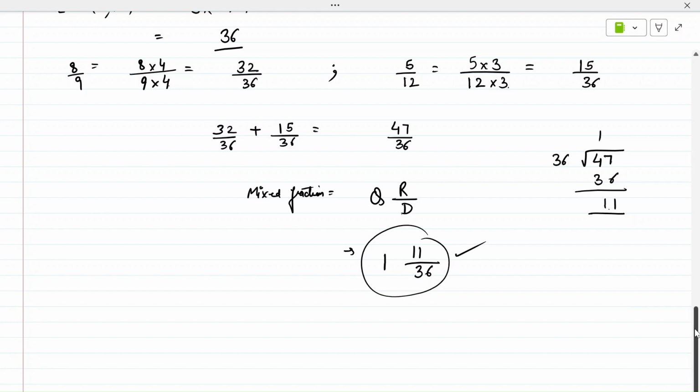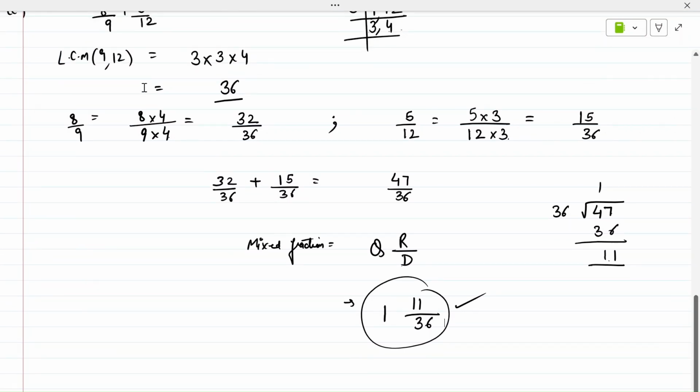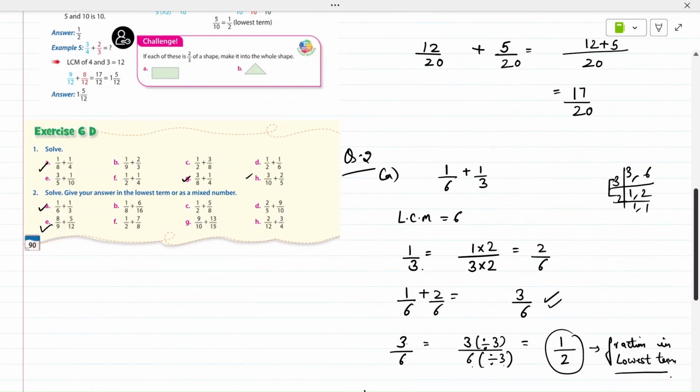Okay, so understand what we have done. First of all, we have added the fractions, and at the end we have got this sum. After finding the sum, we have seen that we cannot reduce it to lowest term, but we can change it to a mixed number. So we have changed it to the required mixed number. This is done.